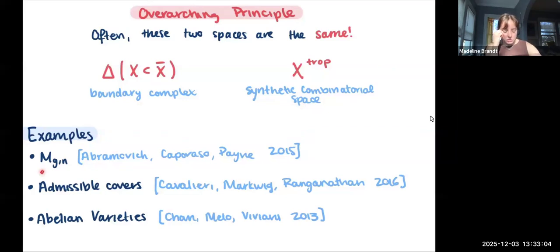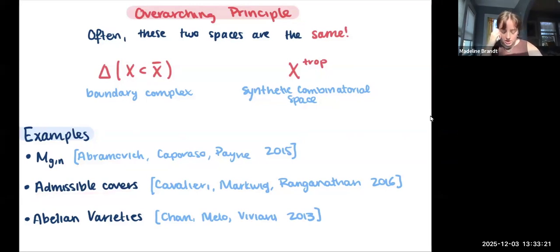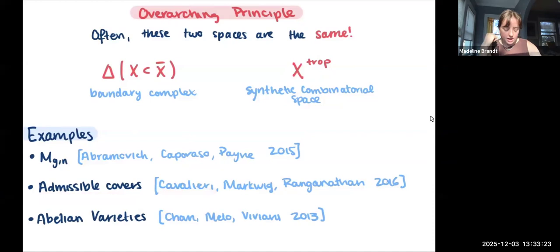So M_g,n, which is n-marked genus g curves, this was shown by Abramovich, Caporaso, and Payne in 2015. There's also a moduli space of admissible covers where these two spaces equal each other, and that was proved by Cavalieri, Markwig, and Ranganathan in 2016. And you can also do this for the moduli space of abelian varieties, which was done by Brannetti, Melo, and Viviani in 2013. And there's more examples. I think these are sort of the keystone, main examples.